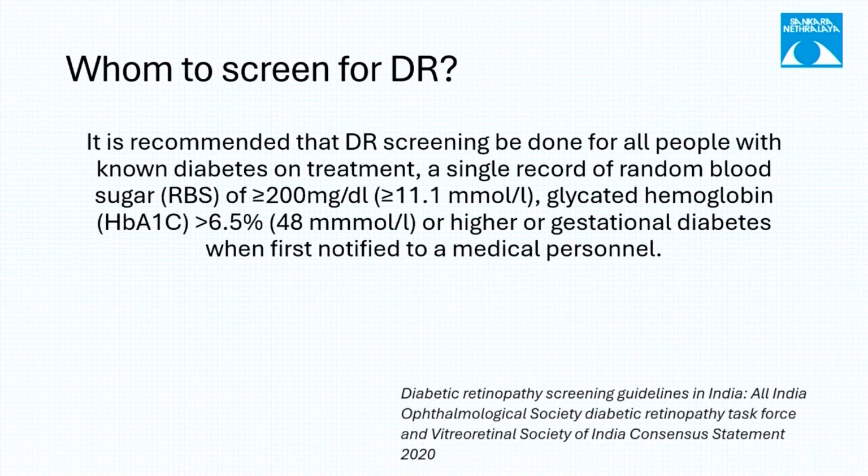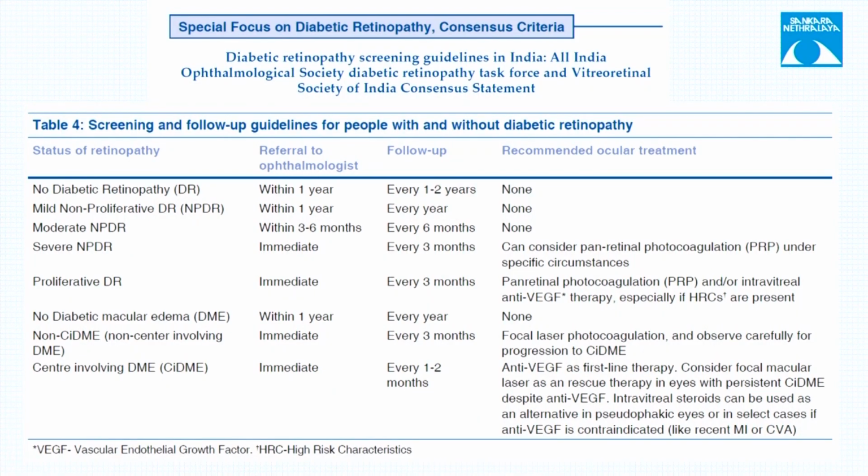Now, whom to screen? We've always been told type 2 diabetes at time of diagnosis, type 1 diabetes 5 years later. No longer. These are not the guidelines anymore. So diabetic retinopathy screening should be done for all people who are known diabetics on treatment whenever they are diagnosed, with a single record of random blood sugar of over 200 milligrams, glycated hemoglobin over 6.5, or gestational diabetes when they first see a medical person. And these are again the screening guidelines, important for you to know.